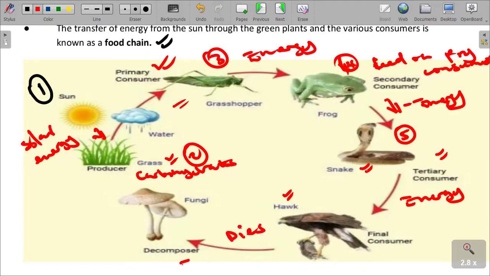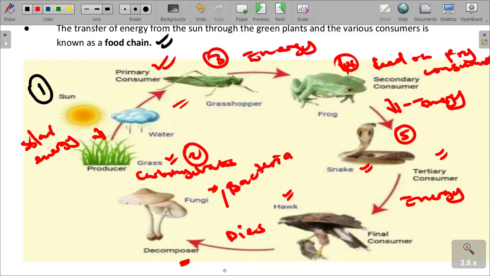and then it decomposes. Then we have got the fungi or the bacteria, which can come and eat what? It can come and eat the hawk when it dies. So as you can see, this is a single pathway. We are saying there is only one pathway which is moving from the sun, the producer, primary consumer, up to the tertiary, and then we have got the decomposers, our bacteria or the fungi. So the pathway of energy movement is just single.